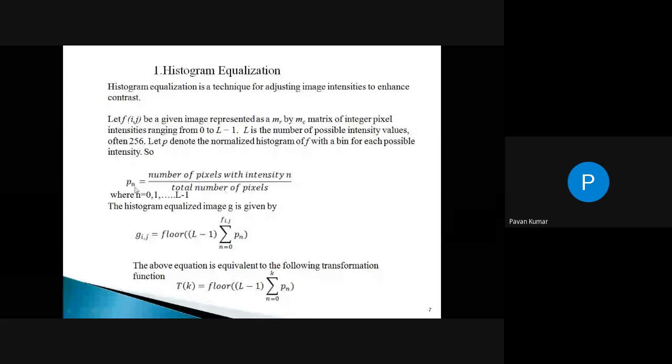For example, take n equal to 50. That means the intensity level of 50 I am taking here. So P50 is equal to the number of pixels in that image with intensity 50, which you take in the numerator, and in the denominator you take the total number of pixels. So that you will get that Pn. Pn here is the normalized histogram of f, you can take it.